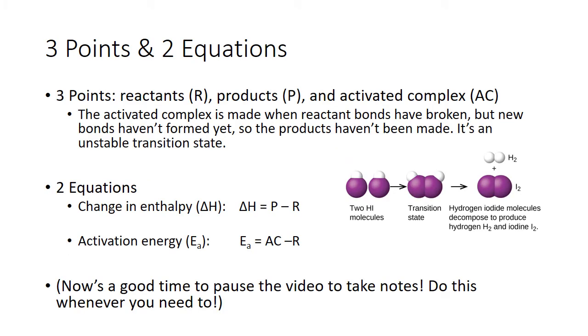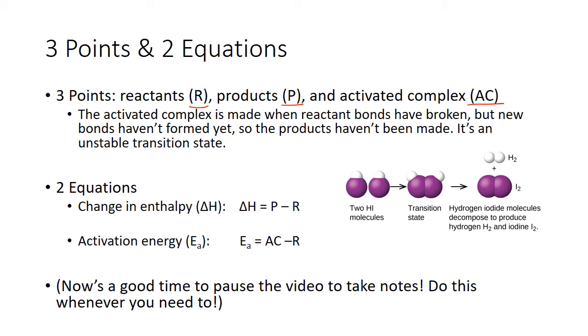All right, so 3 points, 2 equations. The 3 points of the graph are the reactants, the products, and that new one, the peak, is called the activated complex, abbreviated as AC. The activated complex is made when the reactant bonds have broken, but new bonds haven't formed yet. Or you can think of it as just this weird transition state. It's an unstable state. It's not a reactant. It's not a product.